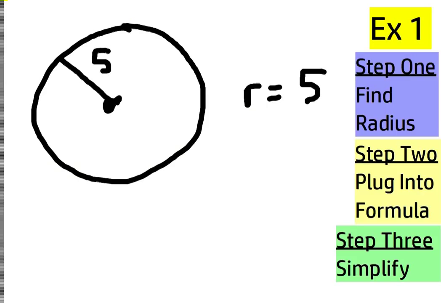Like, for example, number 6. We'll talk about that in a second. So you need to make sure you know what the radius is. Sometimes you have to find it.